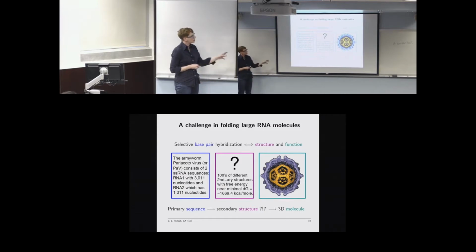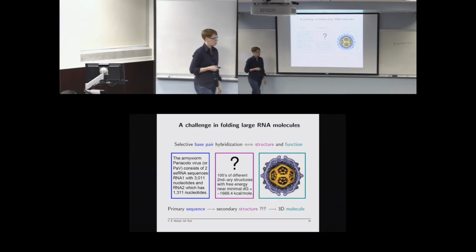Well, basically, the slide that I showed you before had this nice pipeline where you have the primary sequence, then the base pairings of the secondary structure, and then it folds into this three-dimensional structure. But that first step, this arrow, is very undetermined. With this particular viral genome, I have a sequence, actually two sequences, just to make it a little more complicated, one of which has about 3,000 bases and one of which has about 1,300. And there are, without exaggerating, hundreds of different possible secondary structures with free energy near the minimum.